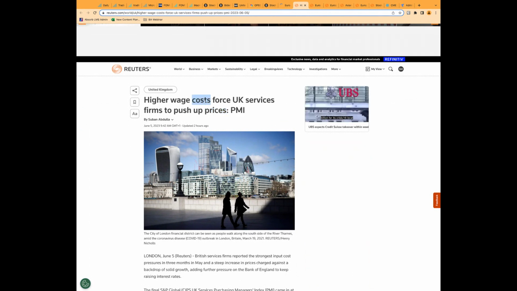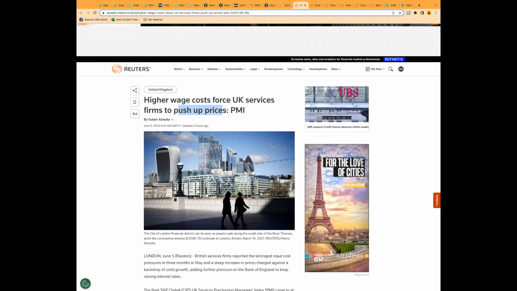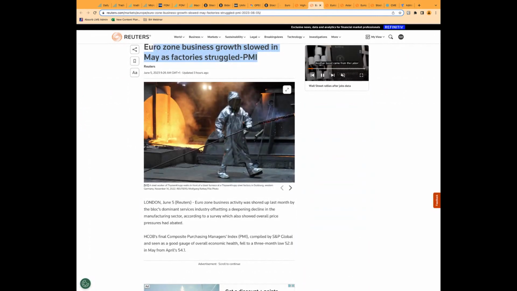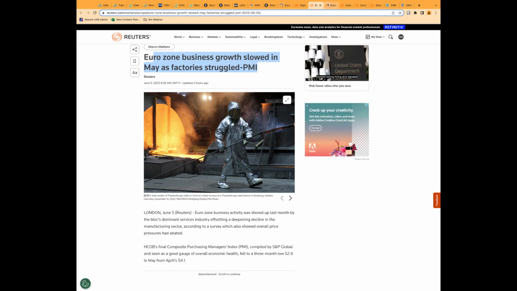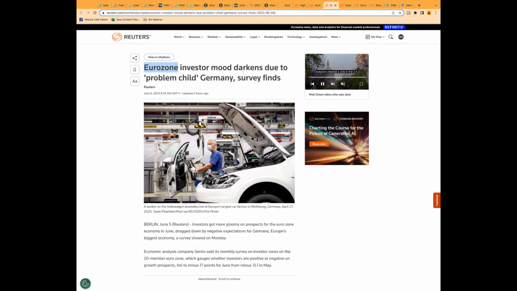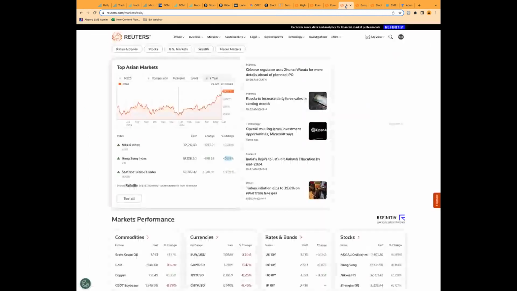But look, higher wage costs force UK service firms to push up prices. That's a negative for the UK, even though the PMI was good in here. Eurozone business growth slowed in May as factories struggled. Again, looking at that PMI data, Eurozone investor mood darkens due to problem child Germany. We spoke about German slowdown in here, but overnight, stocks have stayed firm.